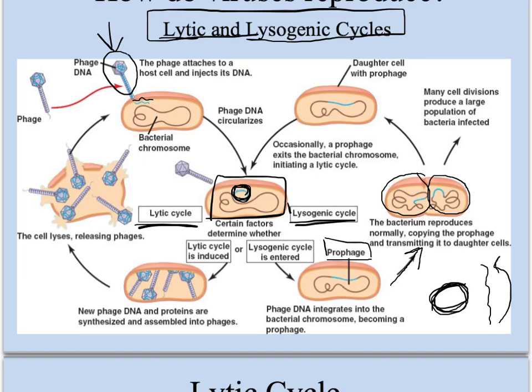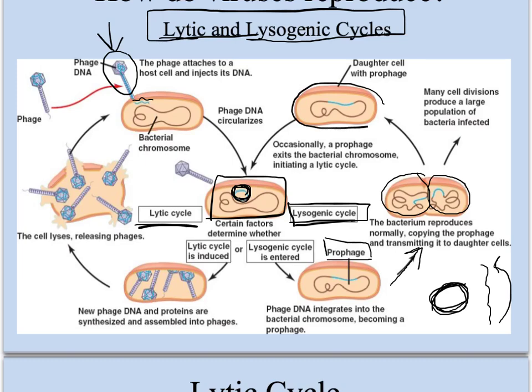So once again, the lysogenic cycle is the dormant cycle. You're not going to see symptoms here. It's just replicating, staying in the background. Like in herpes and chicken pox, once you have those viruses, you will always have them. It's just whether or not it's in the lysogenic cycle or the lytic cycle.